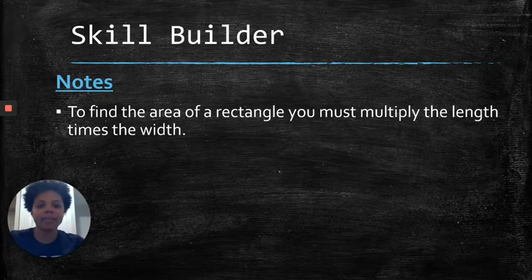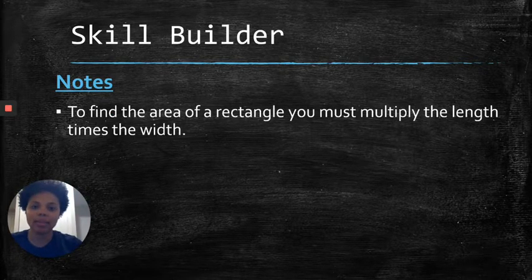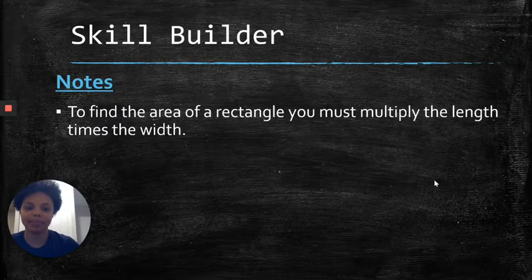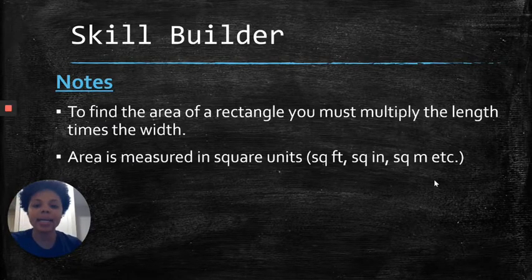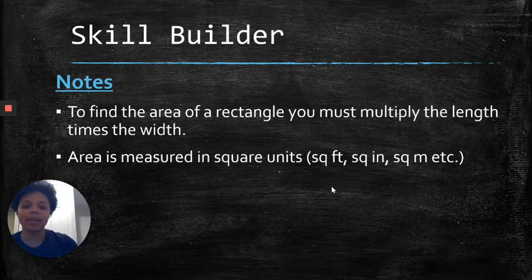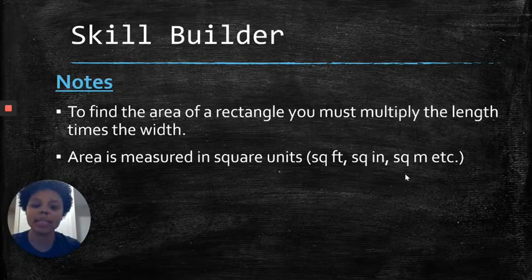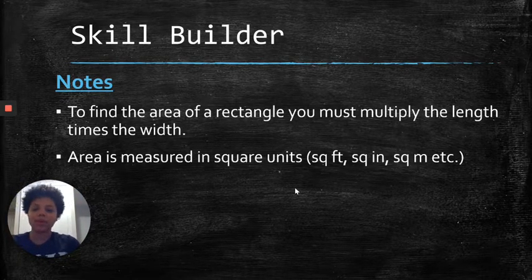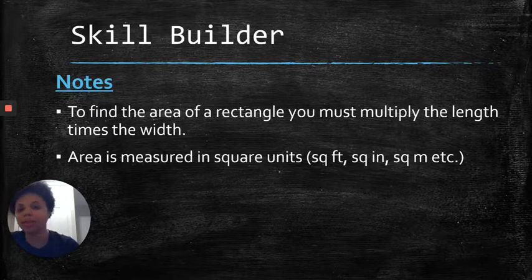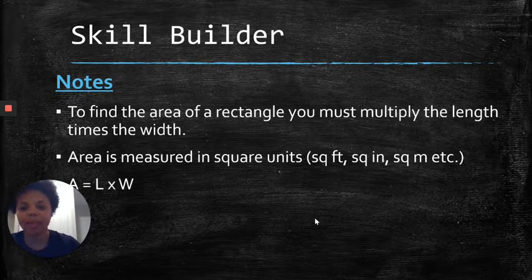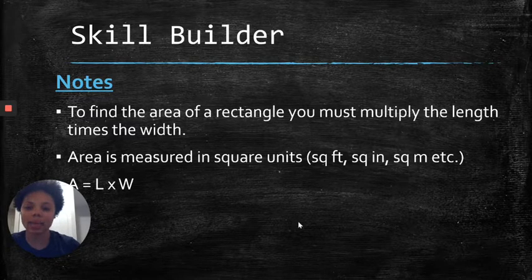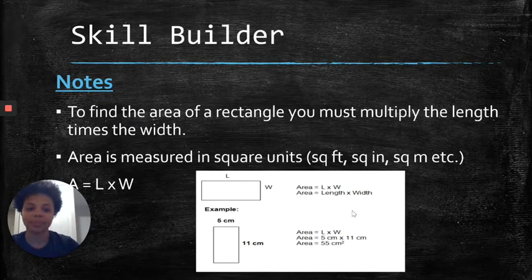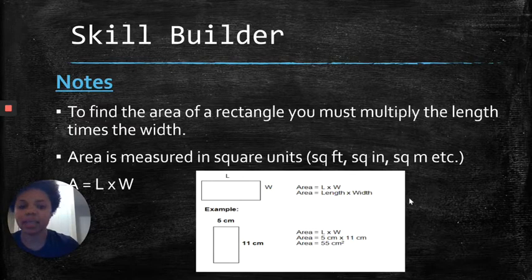To find the area of a rectangle, you must multiply the length times the width. Area is measured in square units. So that can be square feet, square inches, square meters, whatever unit is being used, you have to square it because you have to multiply the unit as well. The formula for area is A equals L times W. Here's a little picture example. Again, you can draw this in your notebook. You can copy this in Teams.